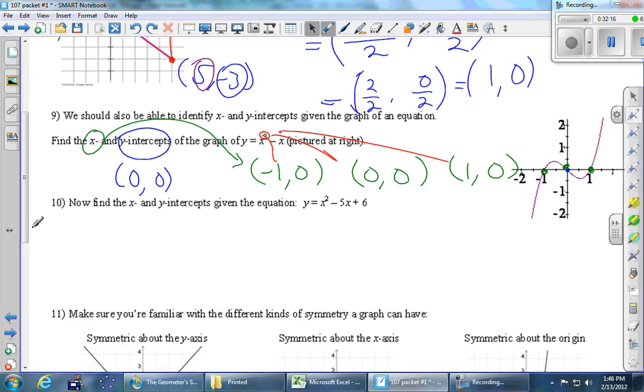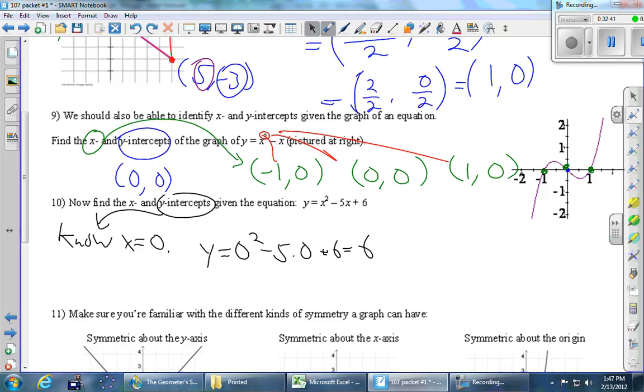Okay, the y-intercepts are always easier than the x. We'll start there. What's true if you are sitting on a y-intercept? Yeah, we know that x is equal to 0. If you are at a y-intercept, x is equal to 0. Great, let's use the equation. Y equals 0 squared minus 5 times 0 plus 6. And we get 6. To find the y-intercept, you plug 0 in for x. It's always easy.